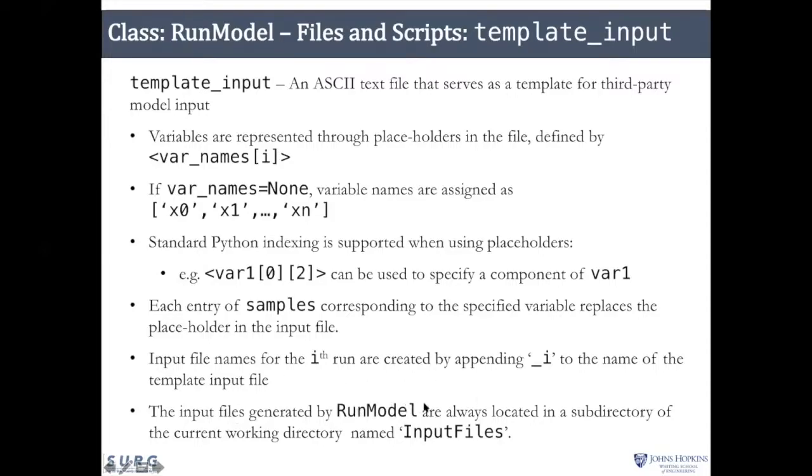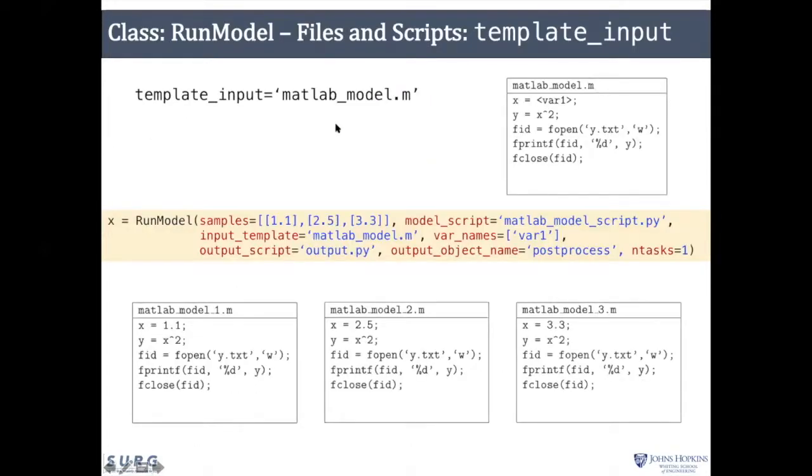And RunModel always saves the generated input files within a subdirectory called input files of the current directory. Now this example shows how a template input file has to be written and how RunModel processes the template input file to generate different input files. For example, this is a template input file which is passed in as an input. The name of this template input file is MATLAB model.m. So that is passed in as an input to the call to RunModel. And then the variable names is specified to be variable 1.